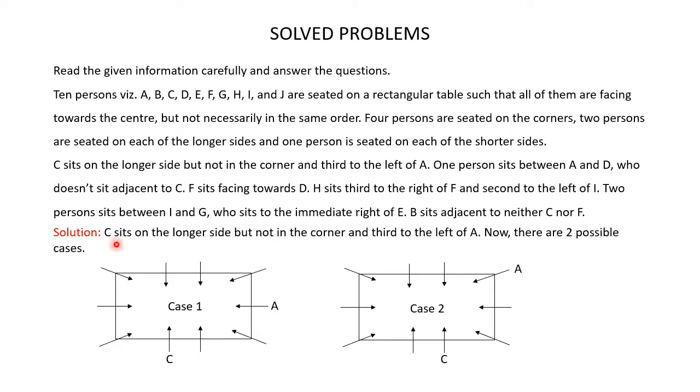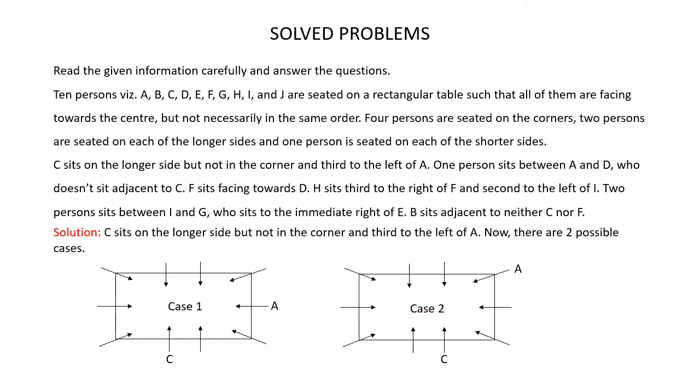Now it's given C sits on the longer side but not in the corner and third to the left of A, and refers to C here. Now there are two possible positions for C. C cannot sit in the corners, but C can sit in this position or in this position on the longer side of the rectangular table. So if C sits in this position, then that will be case 1. If C sits in this position, that will be case 2.